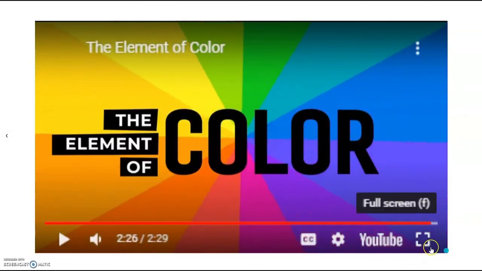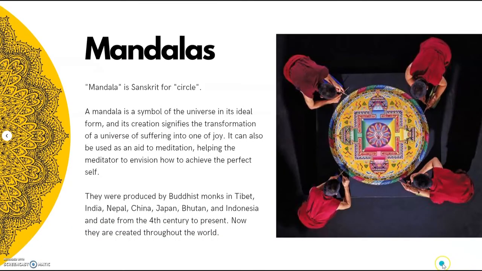Alright, now that we learned a little bit more about color, let's move on to the next part of our lesson, which we will talk about mandalas. Mandala is a Sanskrit word for circle, and a mandala is a symbol of the universe in its ideal form, and its creation signifies the transformation of a universe of suffering into one of joy. It can also be used as an aid to meditation, helping the meditator to envision how to achieve the perfect self.